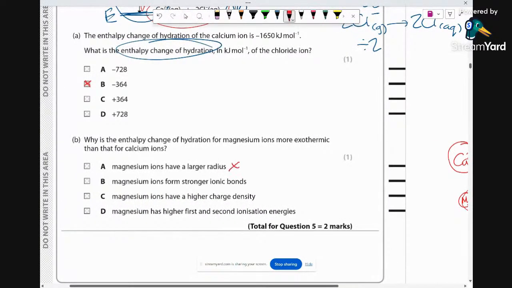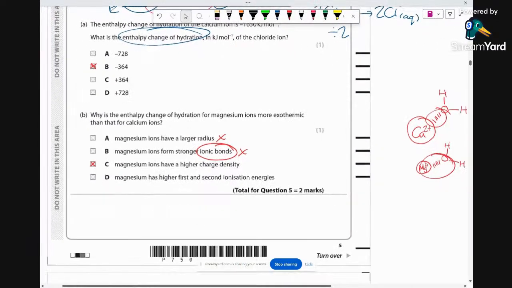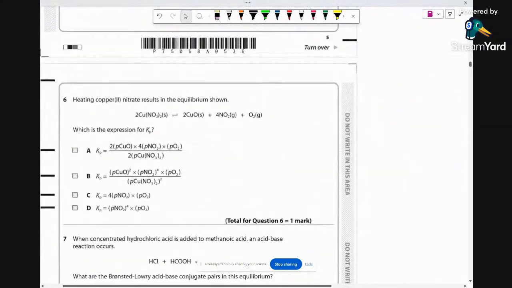Magnesium has a larger radius? No. Magnesium ions form stronger ionic bonds? No. They're not ionic bonds. This is ion-dipole attractions. Magnesium ions have a higher charge density. There's my answer. Magnesium's higher first ionization energy has got nothing to do with it.